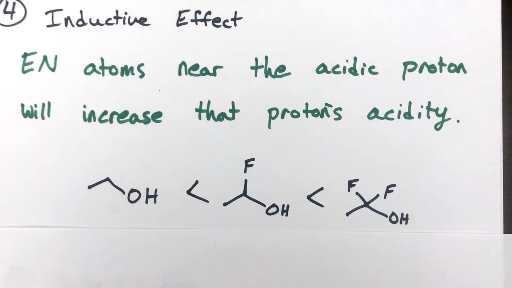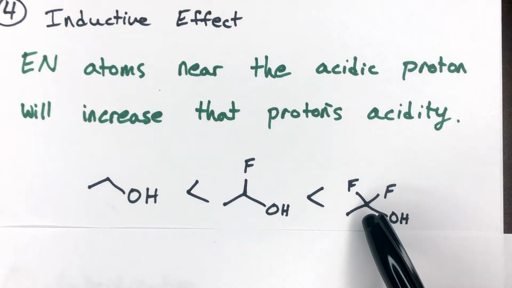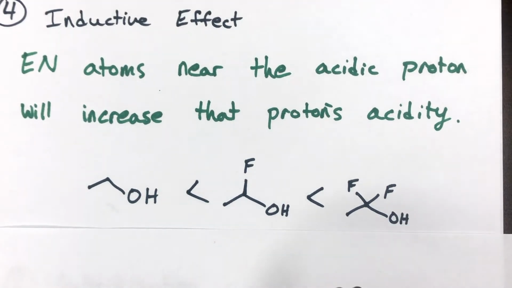And by the way, I chose to substitute the carbon that is bound directly to the OH, but you could have a similar trend if you have it substituted at the second carbon, or even the third carbon is still going to have some influence. But essentially, the further away from the OH, or from the hydrogen that's acidic that you're trying to assess the stability or acidity of, the weaker that influence will be.